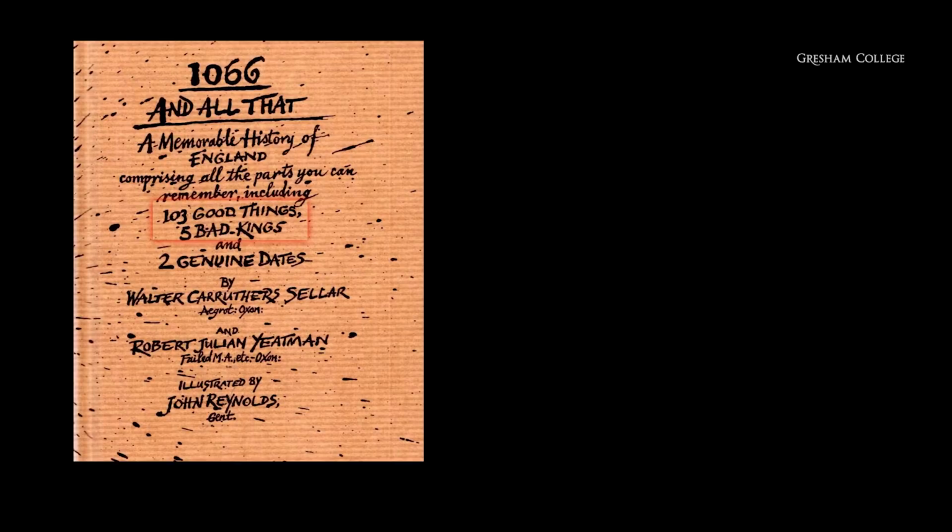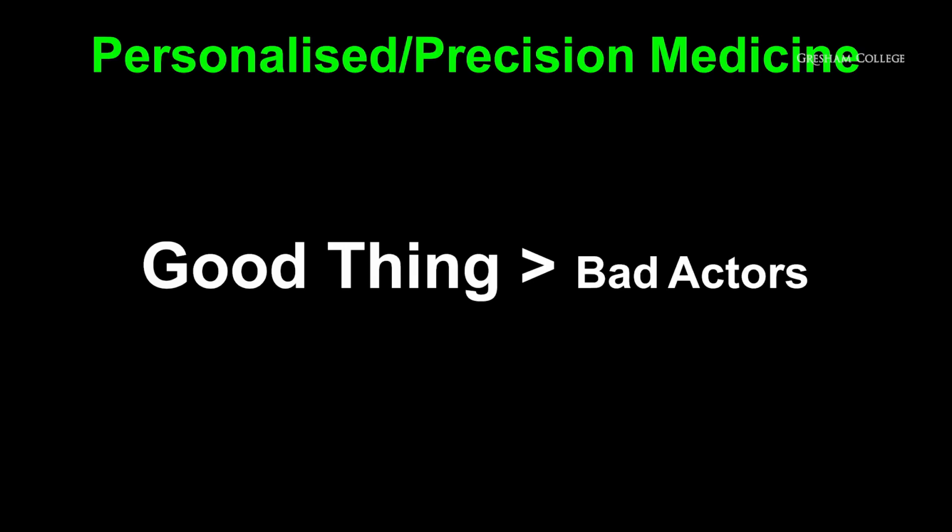I'm old enough to remember a wonderful book called 1066 and All That, which was a brief guide to British history. And in that book, there were 103 good things and 5 bad kings. I think precision medicine is dominantly a good thing, certainly more than the few bad actors who can screw it up. And I would hope that you'll agree with me that this is the right direction for medicine to go in. It is going to be a very exciting time, but we need to keep our eyes and ears open that it is properly controlled.